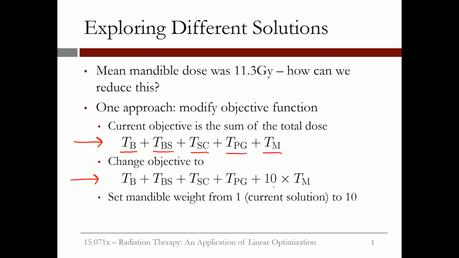This can be done by weighting the term for the mandible. By giving the mandible dose a weight of 10, the total dose to the mandible becomes 10 times more important in our objective than the total dose to the other critical structures.